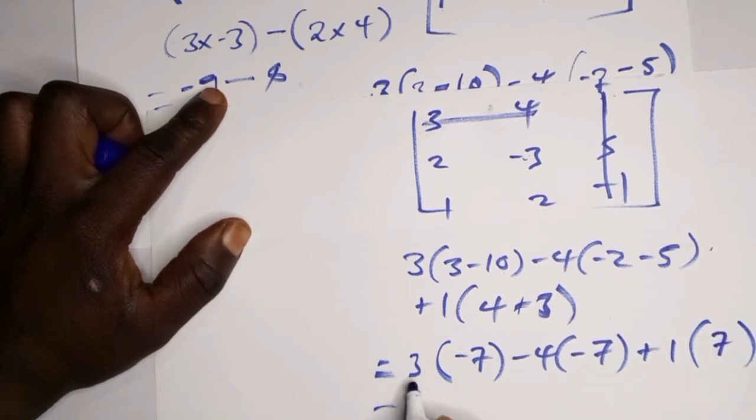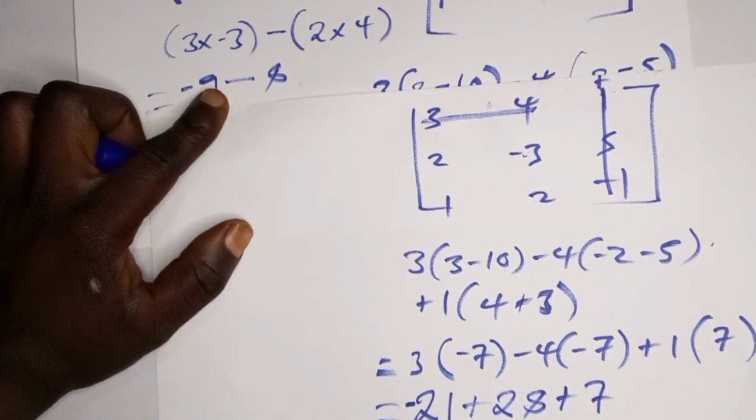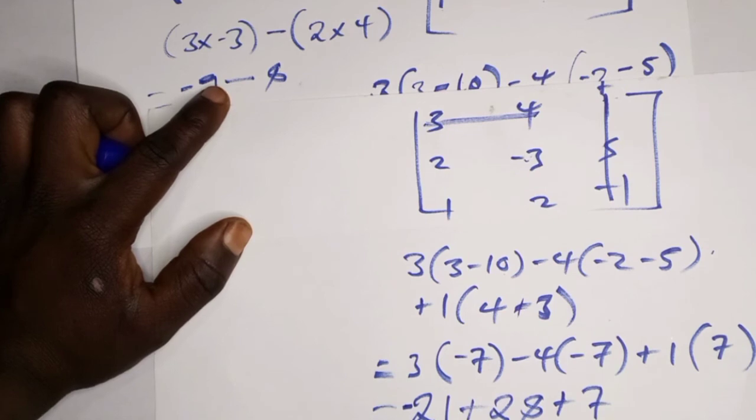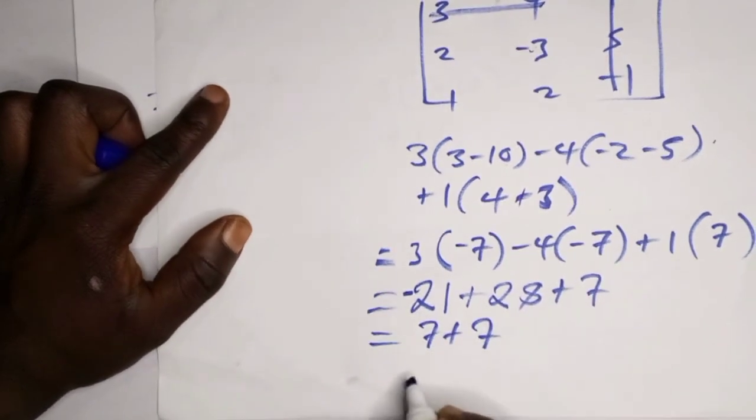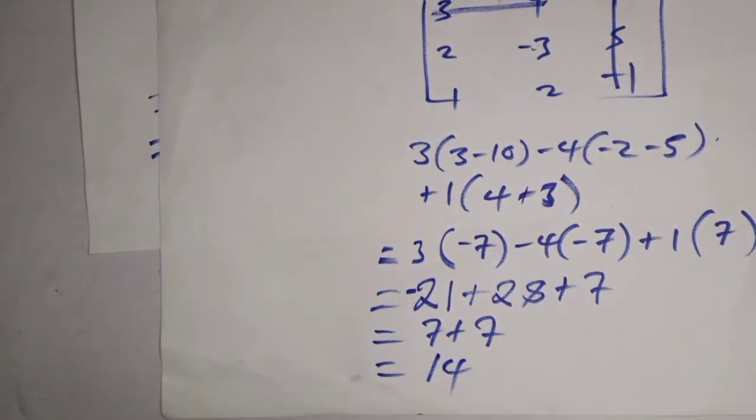Then 3 times negative 7, we are going to have negative 21. Then negative 4 times negative 7, which is positive 28. Then 1 times 7, which is plus 7. Negative 21 plus 28 is 7. So 7 plus 7, our determinant will be 14. This is the determinant of a 3 by 3 matrix.